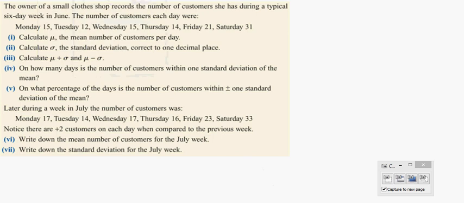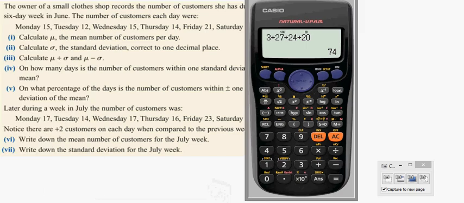Okay, so we're going for the owner of a small clothes shop who records the number of customers she has during a typical 6-day week in June. The number of customers each day were 15, 12, 15, 14, 21, 31. What we need to do is calculate the mean number of customers per day.